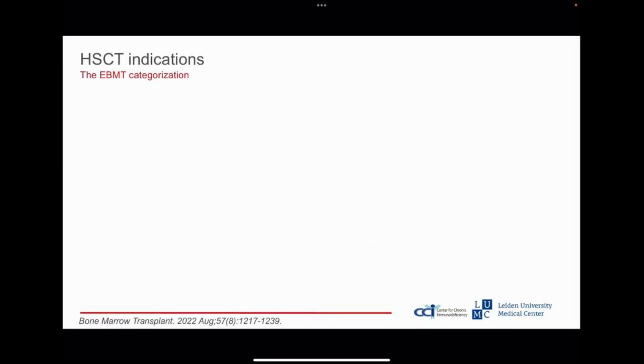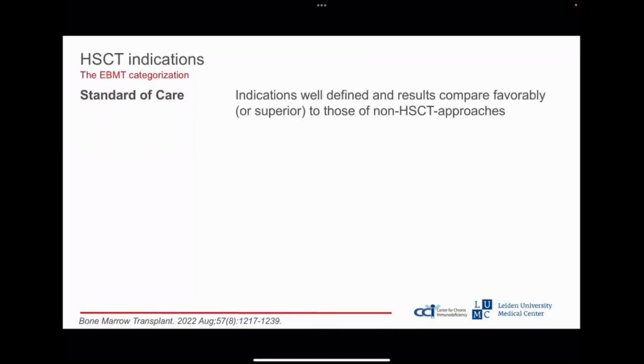So if we look into the EBMT categorizations for indications, there's a very nice paper that I referenced down here that I highly recommend to have a read. You can distinguish different levels of evidence, so to say, where HSCT is indicated. So the highest level would be situations where HSCT is considered standard of care. So an indication that is well defined and where results of HSCT as treatment are favorable or even superior to non-HSCT approaches. So there are situations, of course, for example, in leukemia treatment, where this is very well defined.